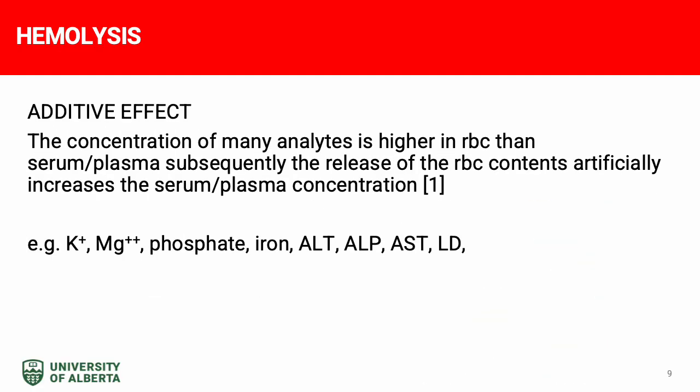Hemolysis can cause interference in assays by a variety of mechanisms. The first that we will discuss is the additive effect. As you know, red blood cells contain hemoglobin, which in turn carries iron. Erythrocytes also contain potassium, magnesium, and inorganic phosphates, as well as many enzymes at higher concentrations than that found in plasma. Subsequently, when red blood cells lyse, the concentration of these analytes is falsely increased in the plasma. For example, potassium, magnesium, phosphate, iron, ALT, ALP, AST, and LD.